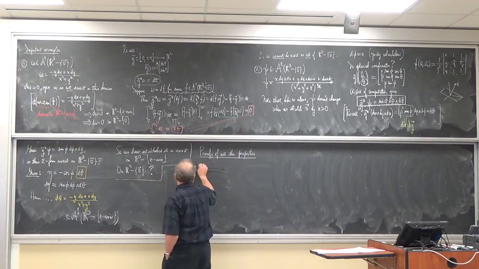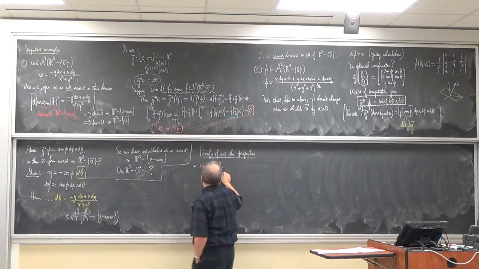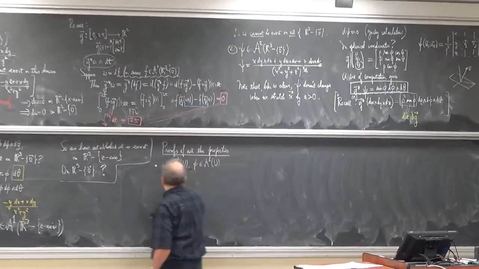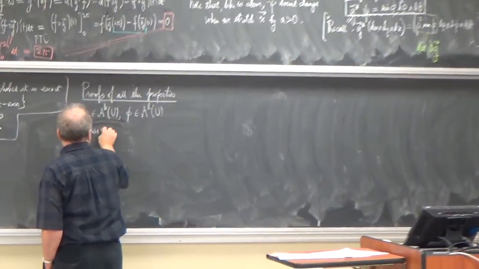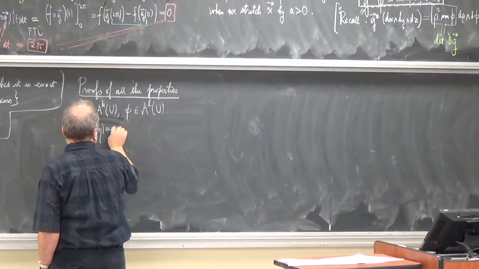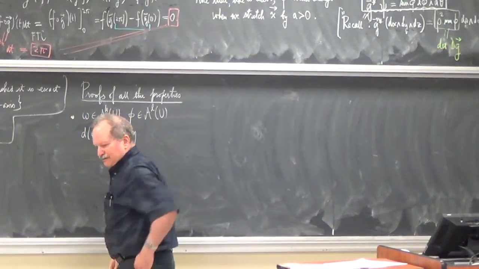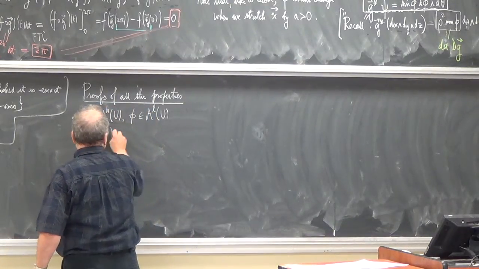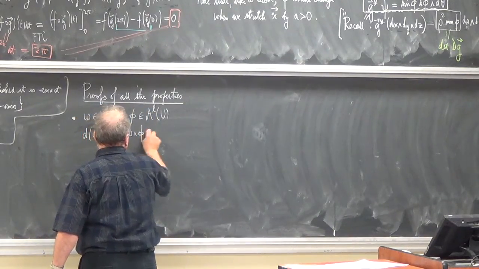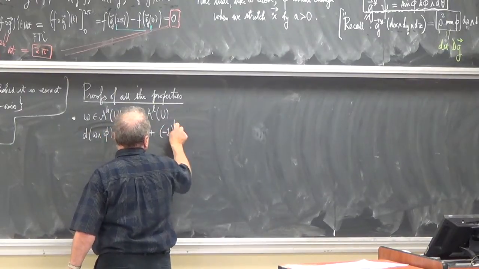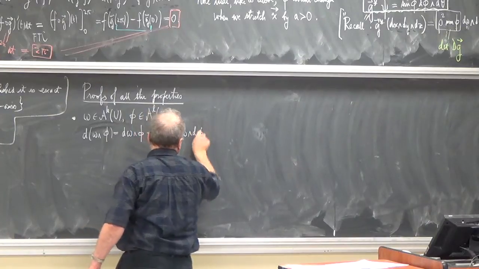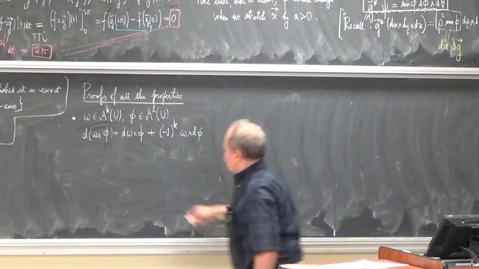So, suppose omega is a K-form, and phi is an L-form. I want to claim that the derivative of their wedge product obeys a product rule: you take the derivative, d omega wedge phi, plus this funny minus sign that appears, omega wedge d phi. Okay, so this is the first one we want to prove.